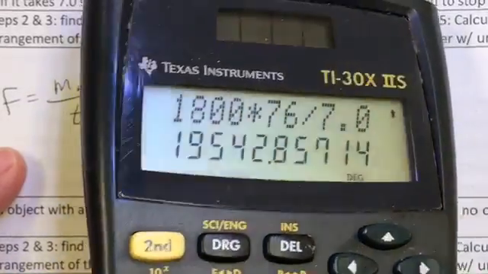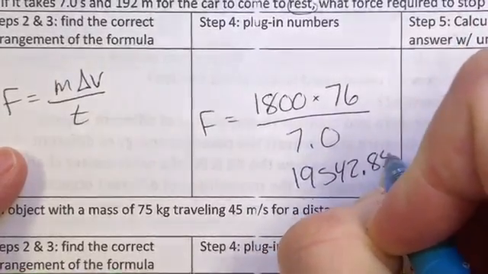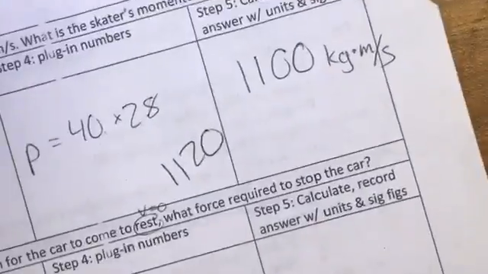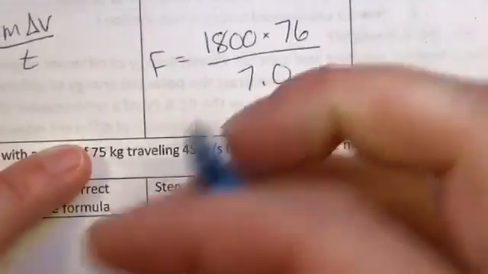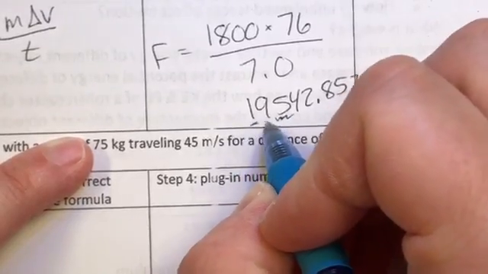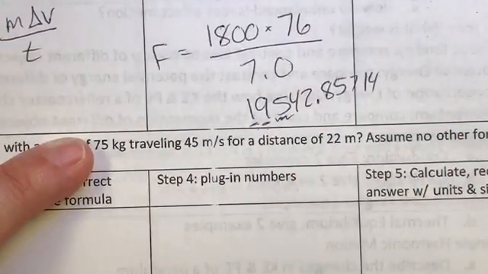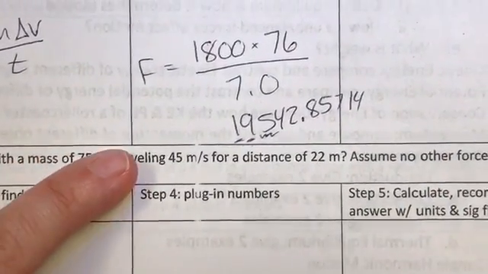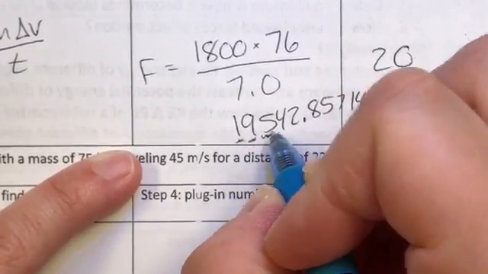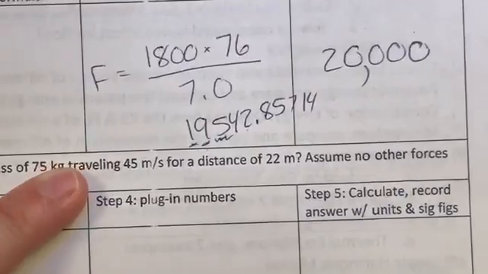Calculator says this lovely number, 19542.85714. Significant figures, 2, 2, and 2, so we need 2 significant figures in our answer. Oh, lovely. All right, so this one should round that 5. So the 1 and the 9, the 5 is going to round the 9 up to 19, up to a 20. So that kind of gets difficult. So it's going to be 2, 0, and then 1, 2, 3, 4, 5. So 4 zeros after it, 20,000.